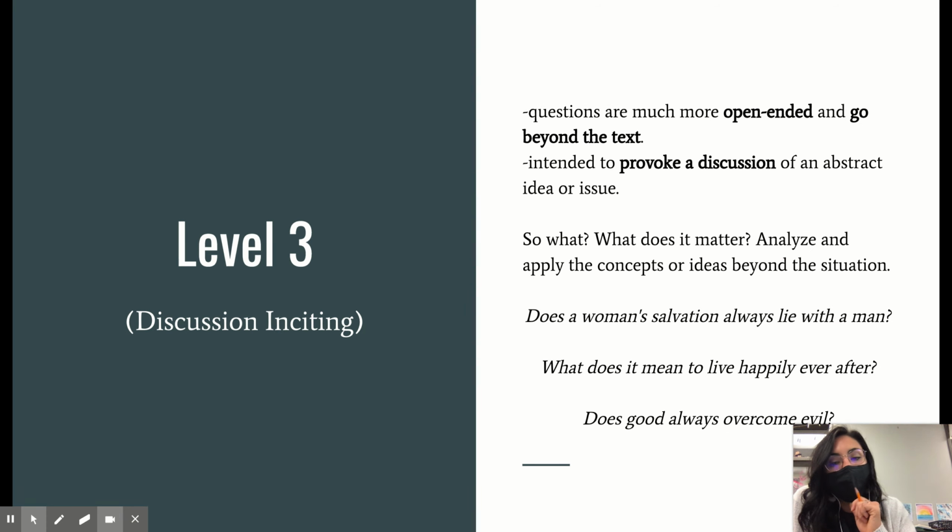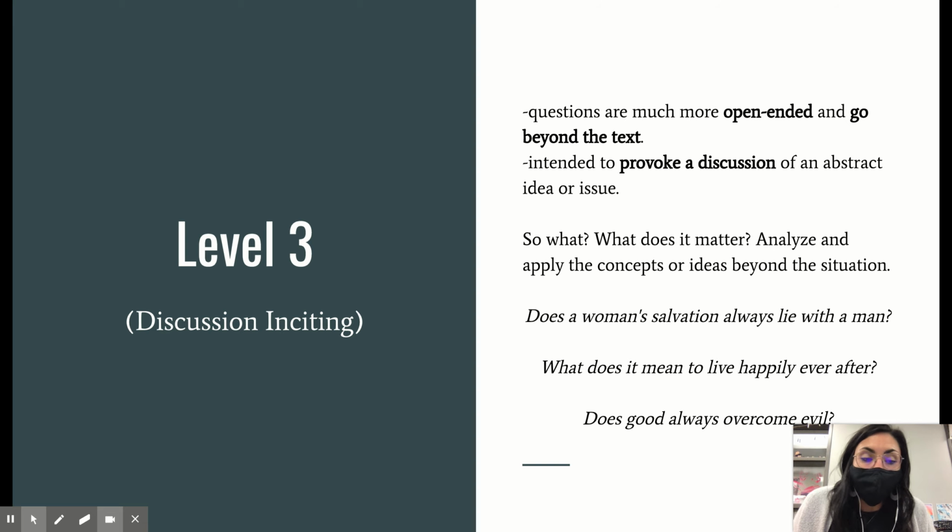Level 3 questions are the questions that are good for discussions. They're more open-ended and they go beyond the text, and they are meant to provoke discussion. So why does it matter? The so what? You analyze and apply concepts or ideas beyond the situation. So these come from the idea of Cinderella. I could use Cinderella as my example to answer the question, does a woman's salvation always lie with a man? If I'm looking at Cinderella, I would cite evidence from Cinderella to help me answer this question.